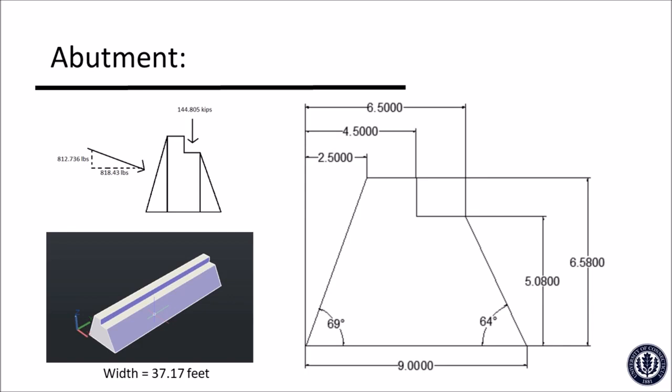For the new abutments for the bridge, we performed a structural analysis to determine the loads acting on the bridge, as well as the earth pressure on the abutments. Using these forces, we were able to obtain an abutment shape and size that would support the loads. The total height of the abutment is 6.58 feet with a 2-foot bridge seat. The pile and back wall are designed to withstand the earth pressure from the embankment in addition to the bridge loads.